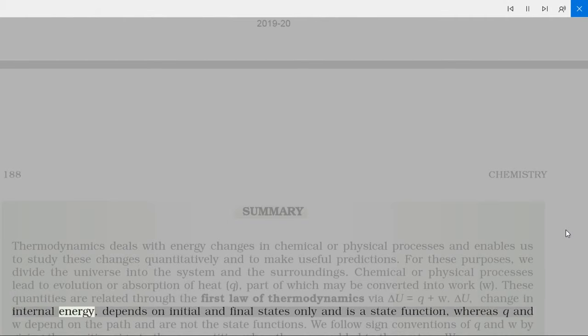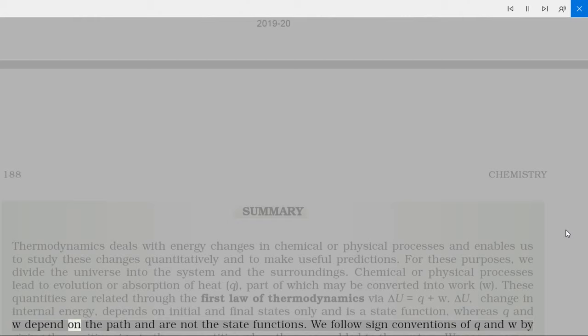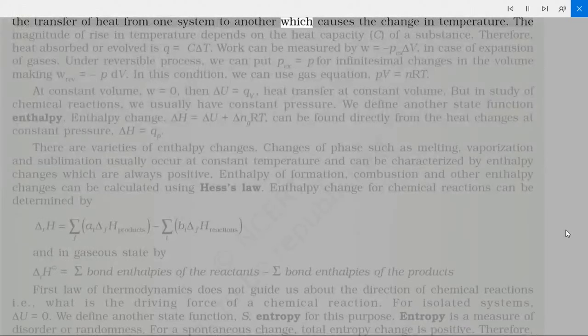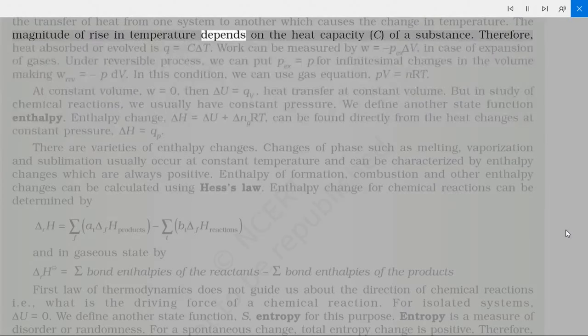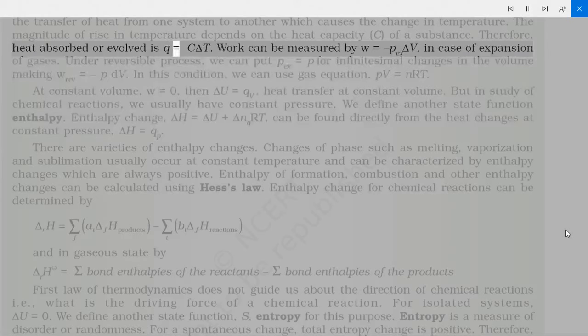The change in internal energy depends on initial and final states only and is a state function, whereas q and w depend on the path and are not state functions. We follow sign conventions of q and w by giving the positive sign to these quantities when these are added to the system. We can measure the transfer of heat from one system to another which causes the change in temperature. The magnitude of rise in temperature depends on the heat capacity, C, of a substance. Therefore, heat absorbed or evolved is q = CΔT.